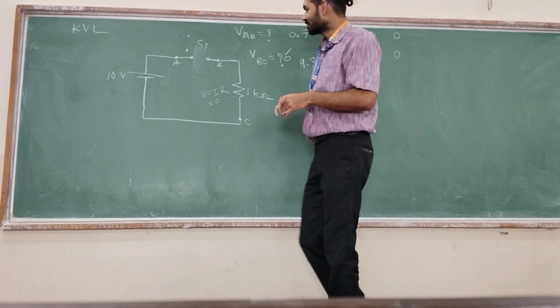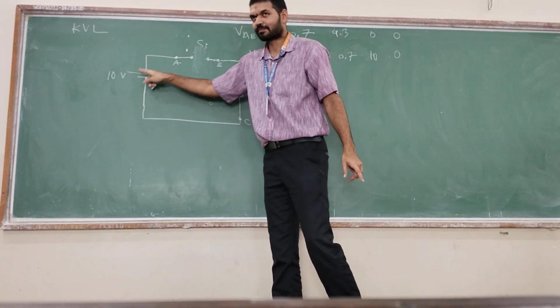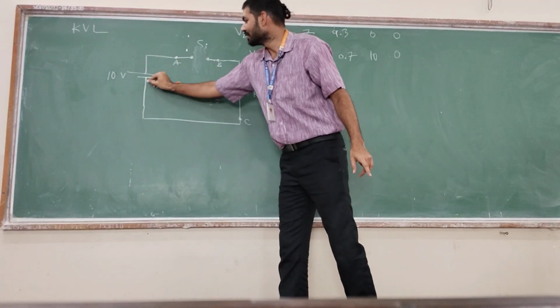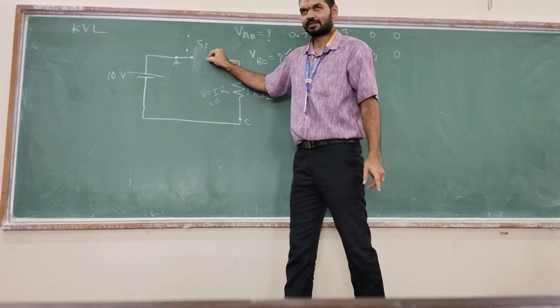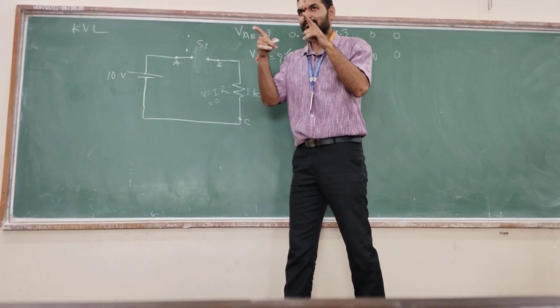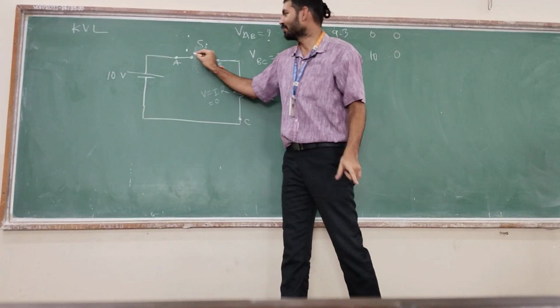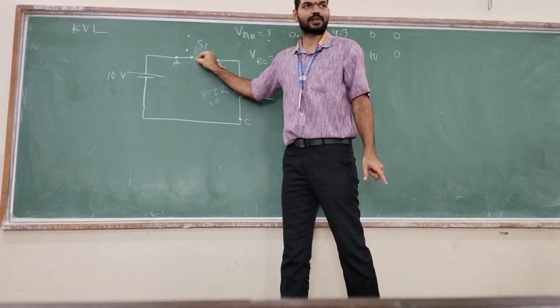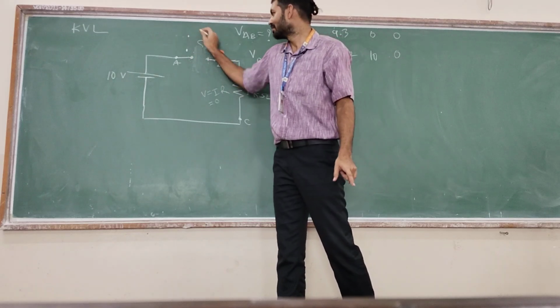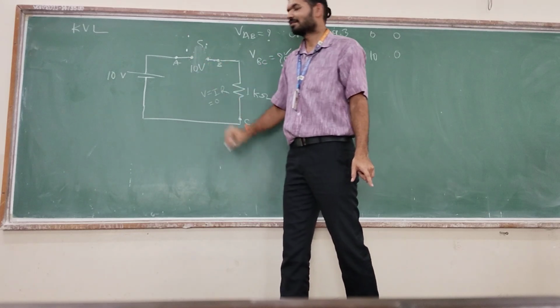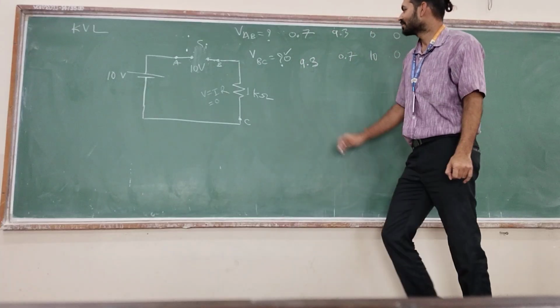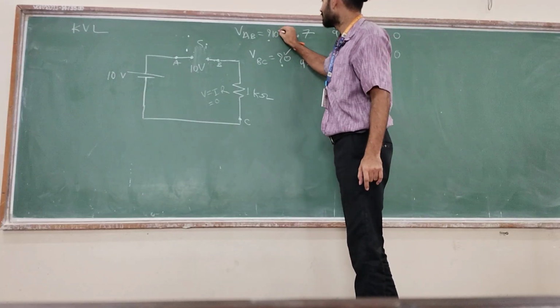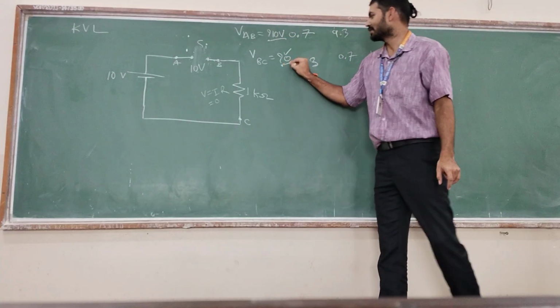230. So here also I am giving 10 volts. Here is one wire. Same case. How much voltage will come across this? 10 volts. So here the answer is 10 volts. Here the answer is 0.